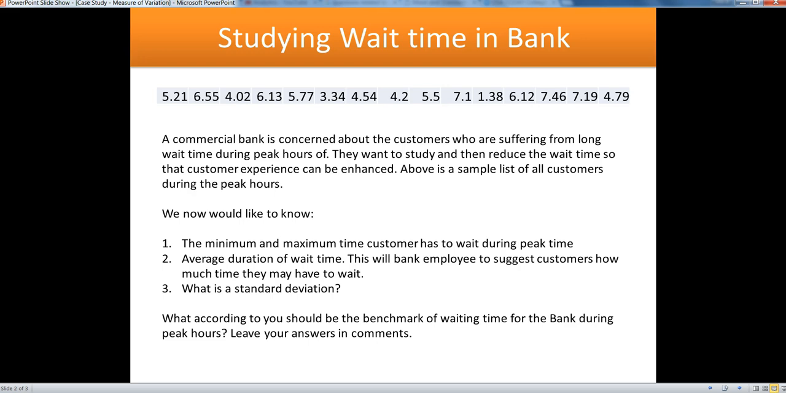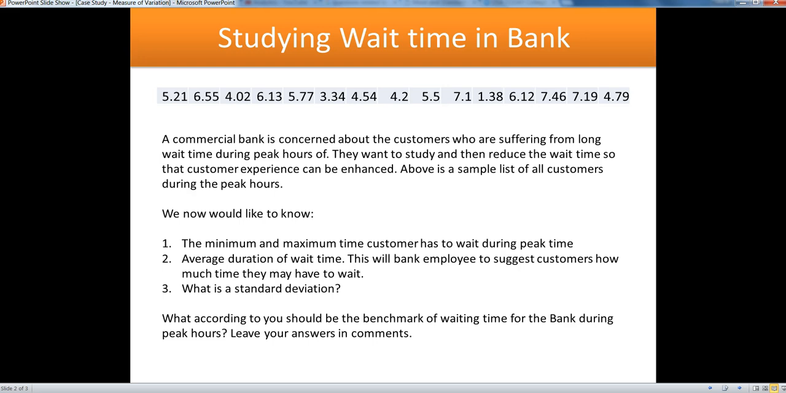Here is an example of a commercial bank. The bank is concerned about customers suffering from long wait times during peak hours. They want to study and then reduce the wait time so that customer experience can be enhanced. Here is a sample list of all customers during the peak hours, and based on this data we would like to study the minimum and maximum time a customer has to wait during peak time, the average duration of wait time, because this will help bank employees suggest to customers how much time they may have to wait, and what the standard deviation is.